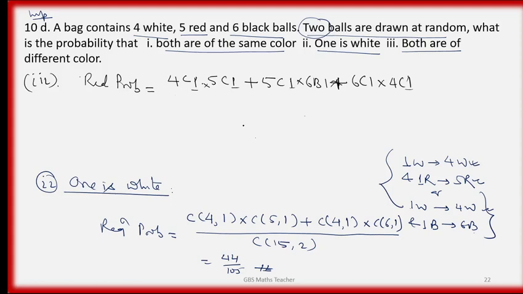Am I right? There are 3 options, and whole over 15C2, and by the calculation you will get 74 by 105. In this way we can complete this problem as well. One different color.